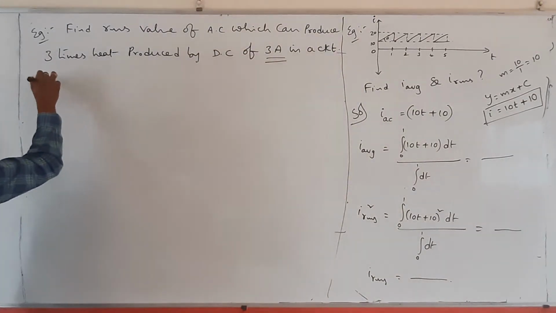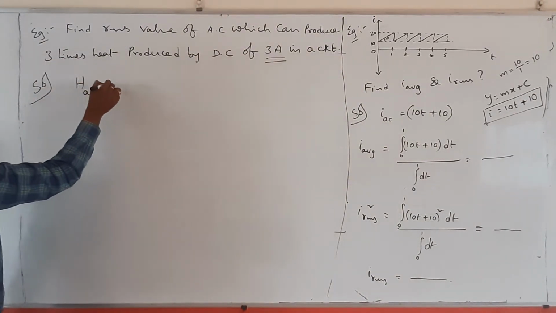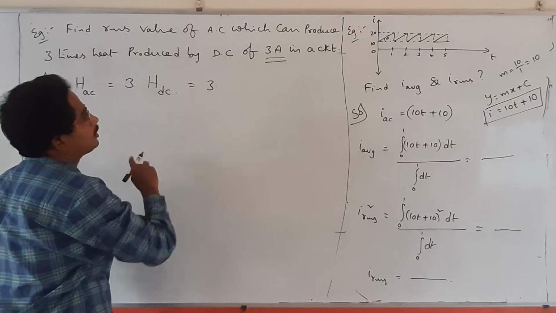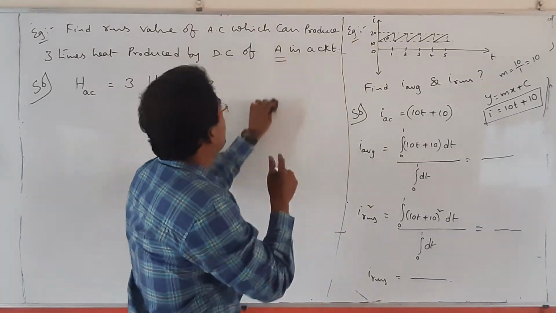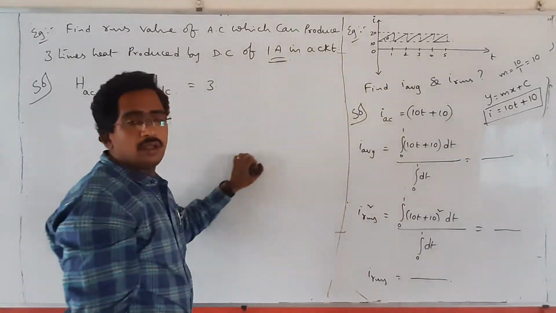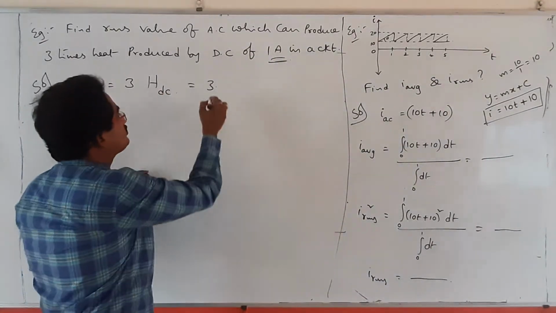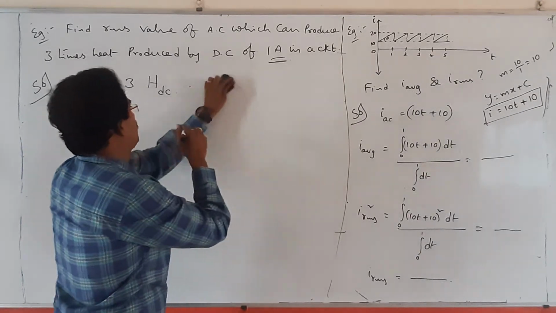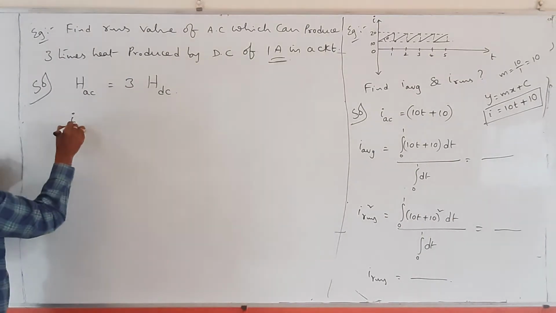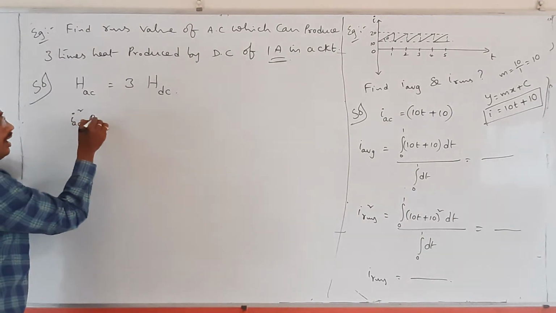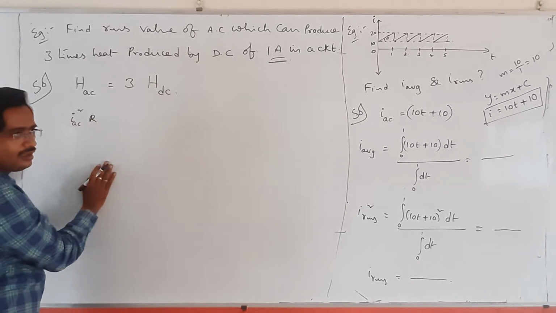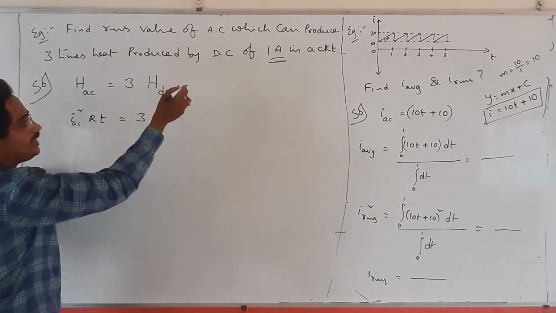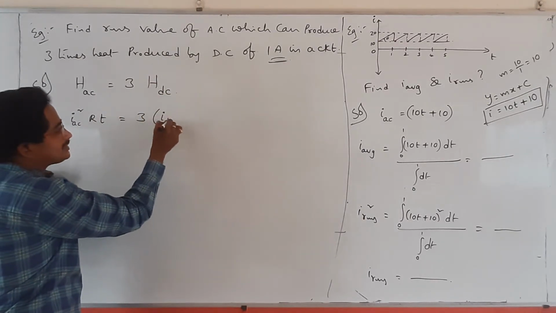So first of all, heat produced by AC is equal to 3 times the heat produced by DC. How much is given? Sorry, 1 ampere. Okay, 1 ampere. So 3 times the heat produced by this value. How can we write it? I_AC squared RT is equal to 3 times the heat produced by DC, I_DC squared RT.